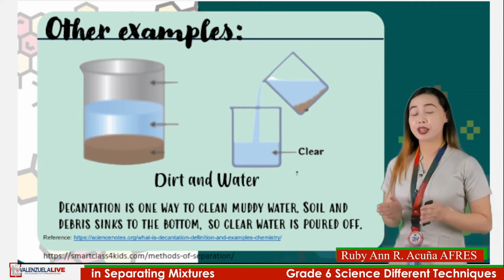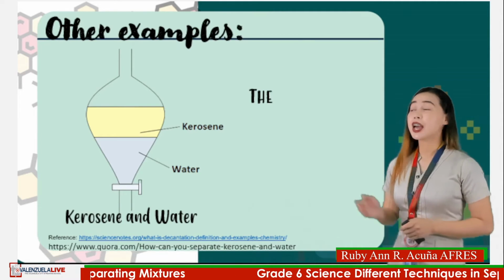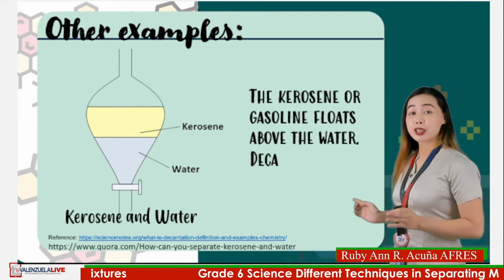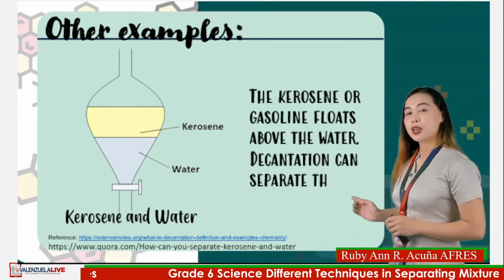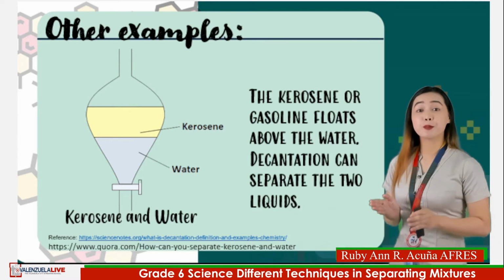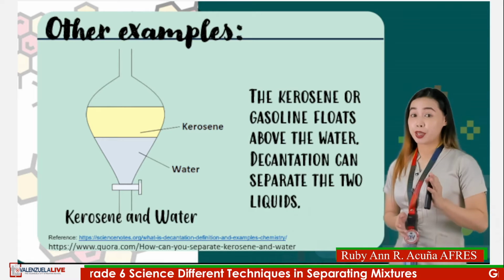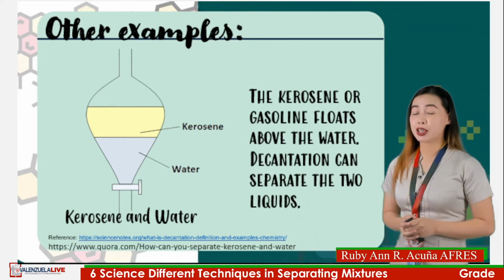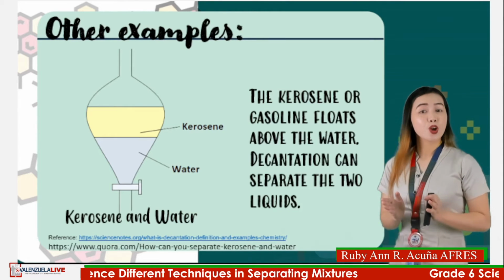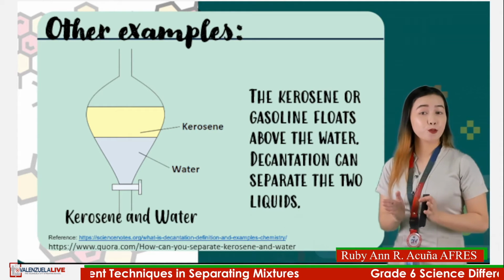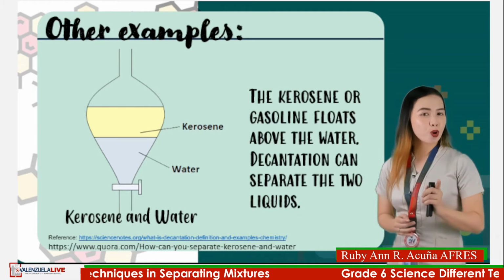So for our second example, we have here kerosene and water, or gasoline and water, as the kerosene or gasoline floats above the water. But be careful because decanting this liquid is dangerous due to the fuel that may evaporate to form flammable toxic fumes.